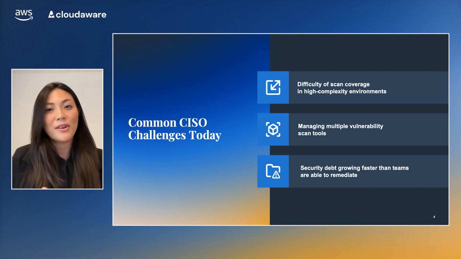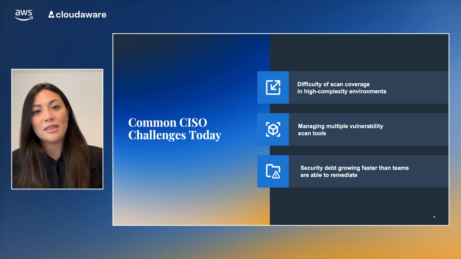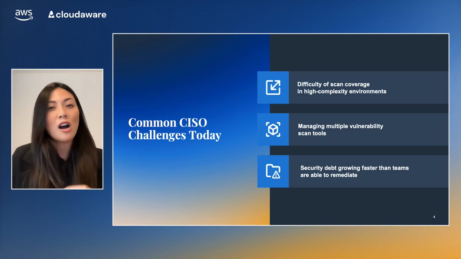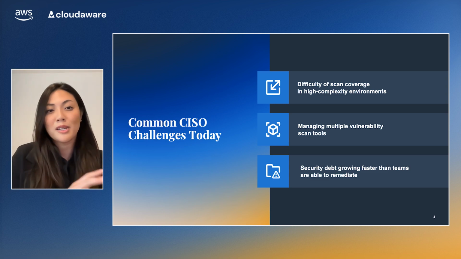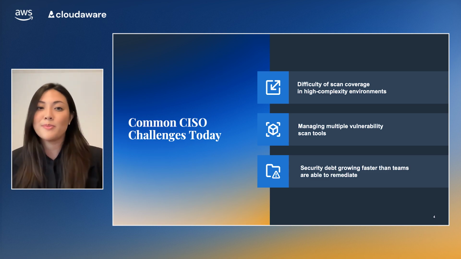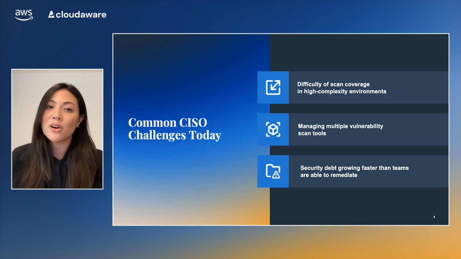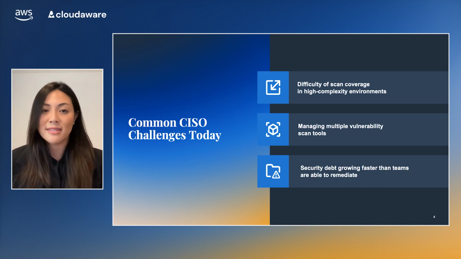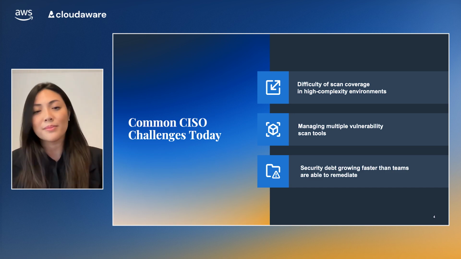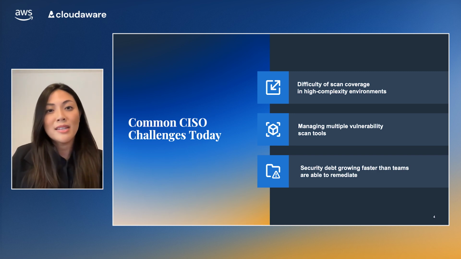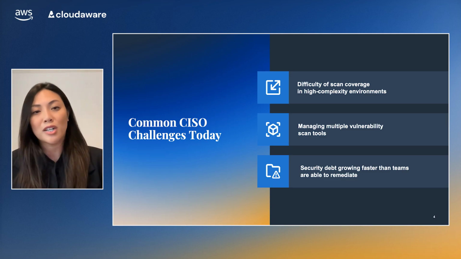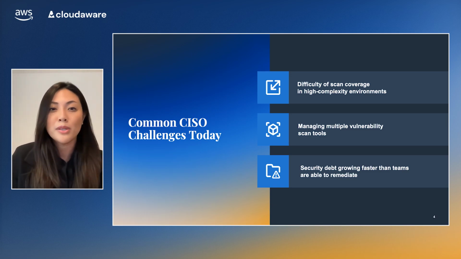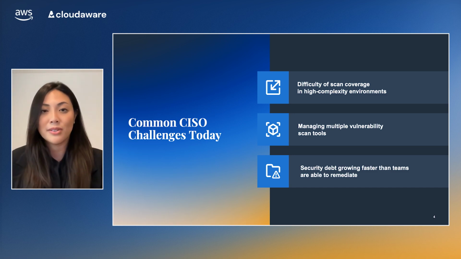And when we first started talking about vulnerability management, one of the key things we wanted to put into context was the common challenges that CISOs see today, especially when it comes to vulnerability management. From an AWS perspective, we see customers struggle with the difficulty of scan coverage in high complexity environments. From an AWS perspective, this could mean multiple accounts. So, customers that have hundreds or even thousands of AWS accounts that they now have to think about actually doing vulnerability management across their compute, their code, as well as their containers.